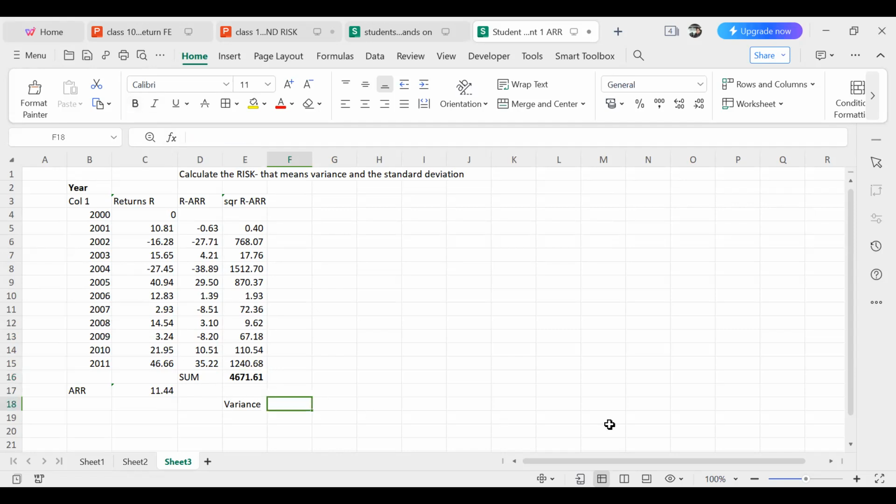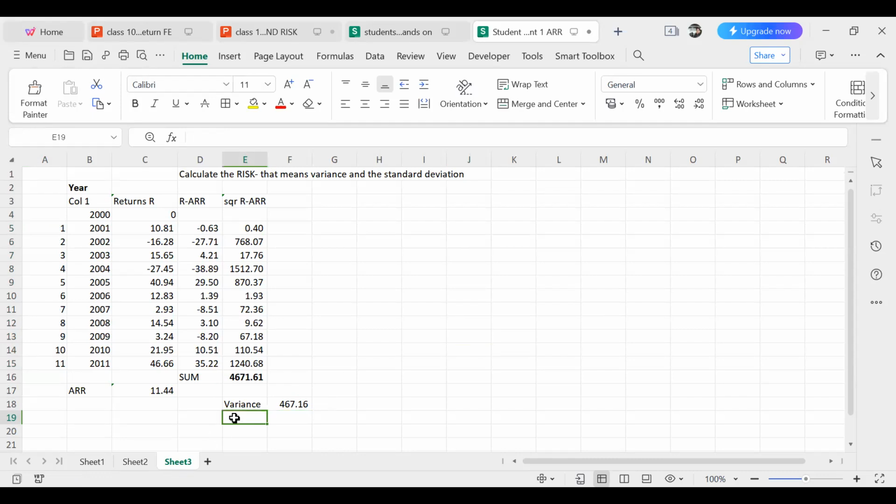Okay. Then what is the variance? Variance, you remember, is the sum of this divided by n minus 1. N is how much here? Living 2000, how many years are there? It will just simply drag from 2001 to 2011. It is 11 years. So your variance is the summation of this divided by n minus 1. Your n minus 1 is 11 minus 1, which is 10. So you get the variance as 467.16.